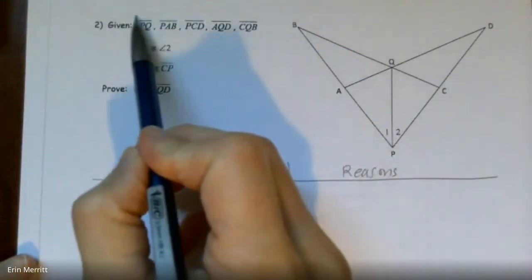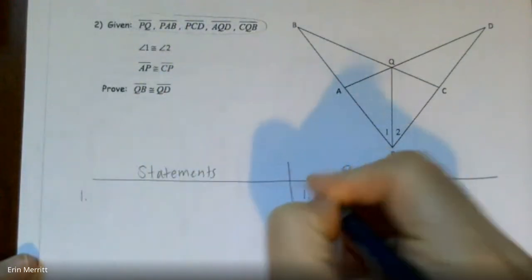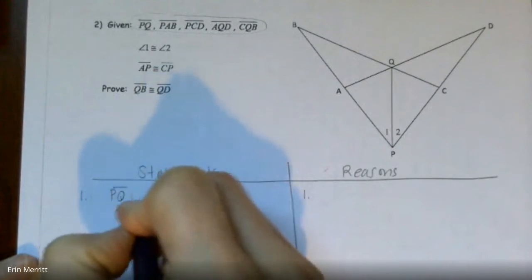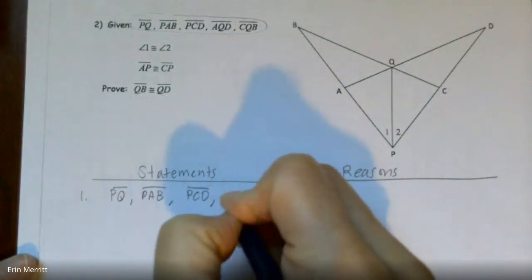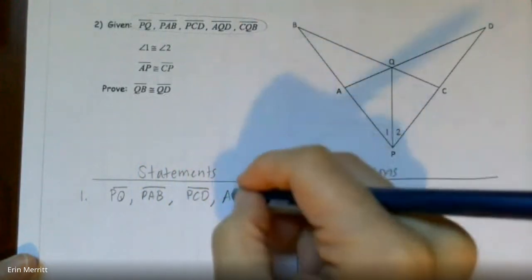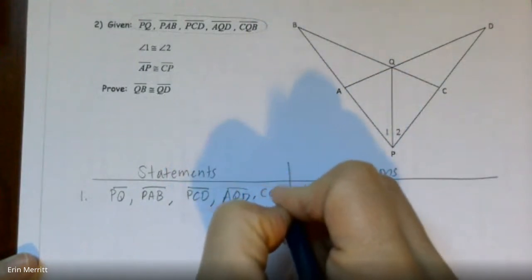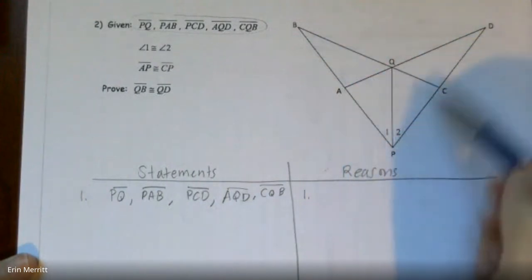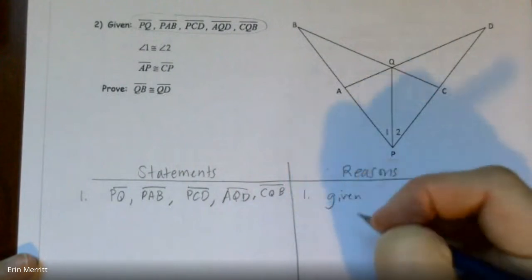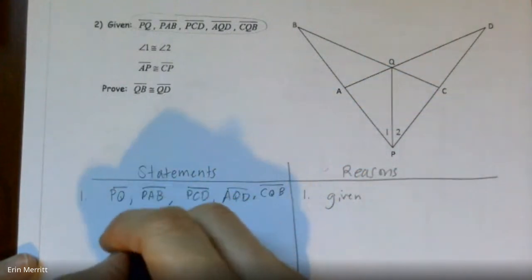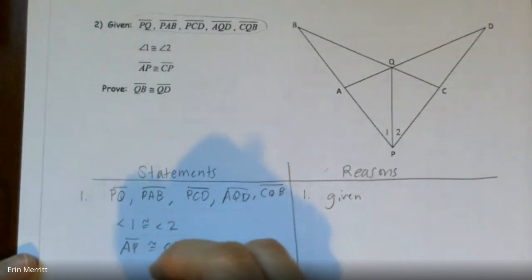Okay. This whole first line of givens is all just clarifying the diagram. Go ahead and just put them down. They're just telling you we have a straight line segment PQ, segment PAB, PCD, AQD, and CQB. So they're not giving you anything congruent. They're just clarifying those are all straight line segments. Nothing crazy there. All right. While we're at it, let's put those other actual givens in here. So angle 1 is congruent to angle 2, and AP is congruent to CP.